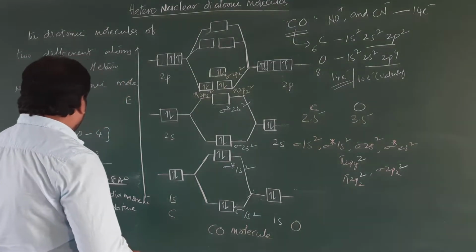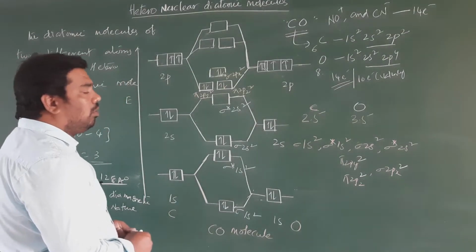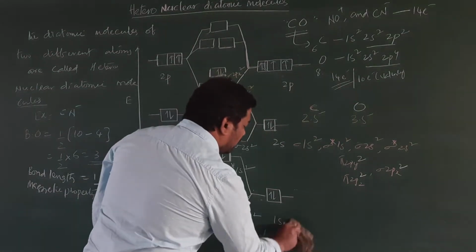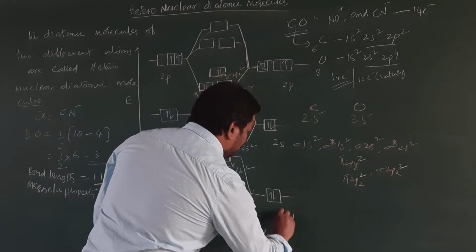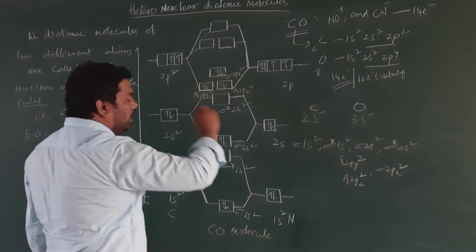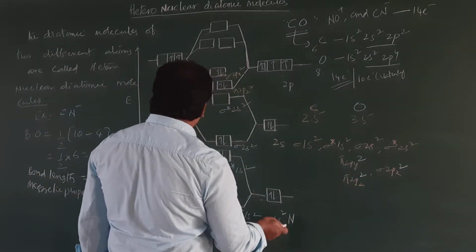But here we should change the atoms in the molecular orbital diagram. Here it is a nitrogen atom, 1s2, 2s2, 2p2 for the carbon atom. But here, this is CN minus, student.